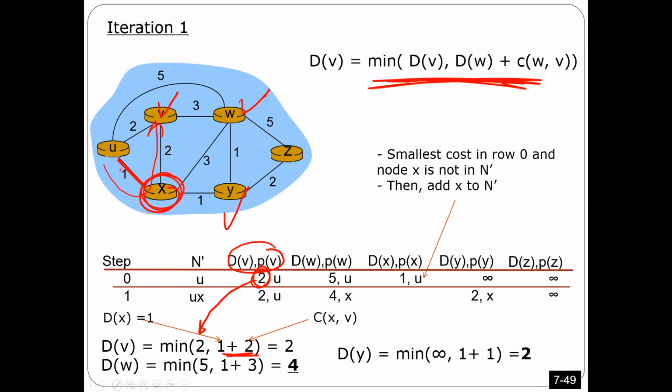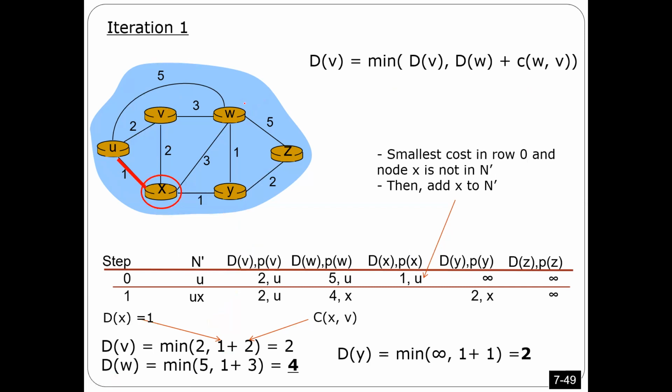Let's go to W. What do you have here for W? I already have 5. So I can go to W directly through U, and the cost is 5. Okay. But if I go through X, the cost is going to be 1 plus 3, which is 4. For sure, this one is better. 4 is less than 5. So in this case, I'm going to update this record.